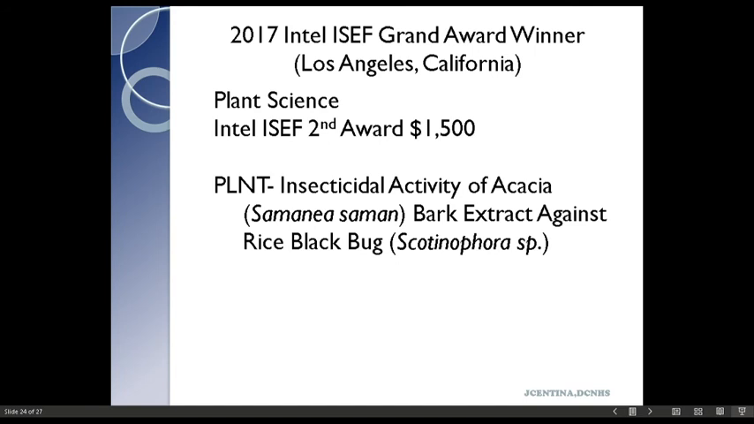So their study is acacia bark extract as a control against rice black bugs. Very simple, very novel. And it won $1,500 in the Intel ISEF, from Davao City National High School.